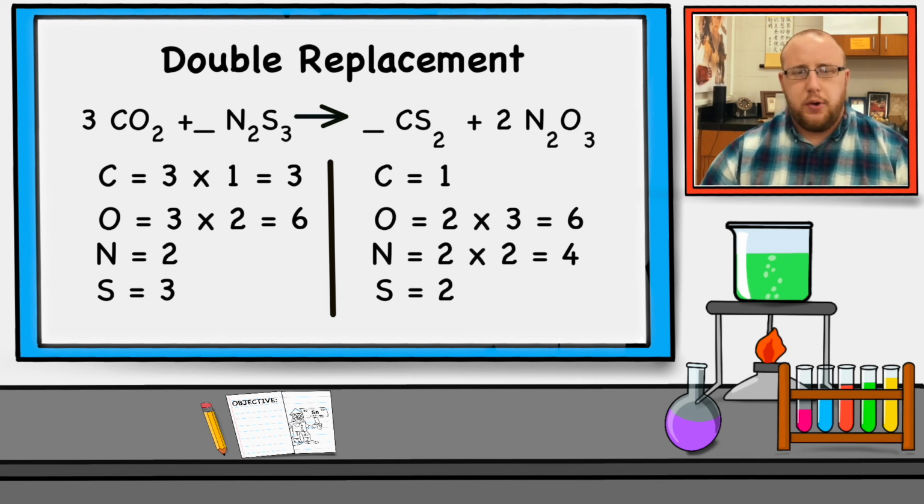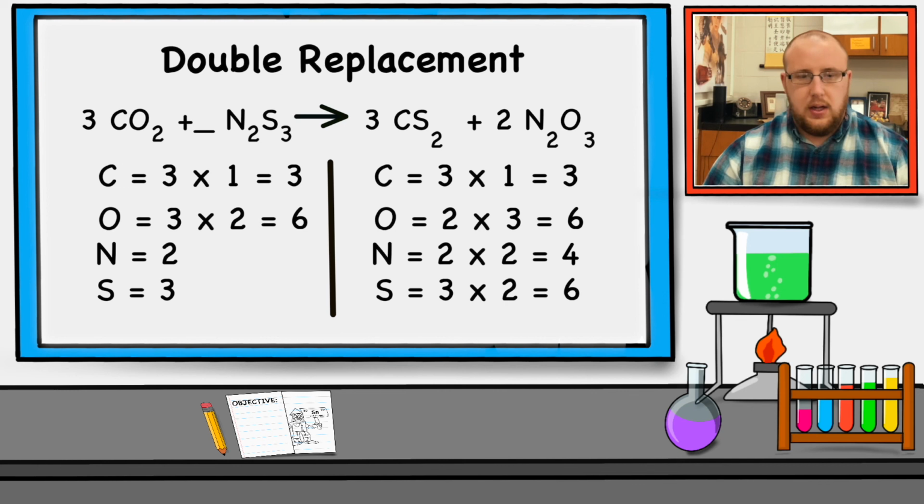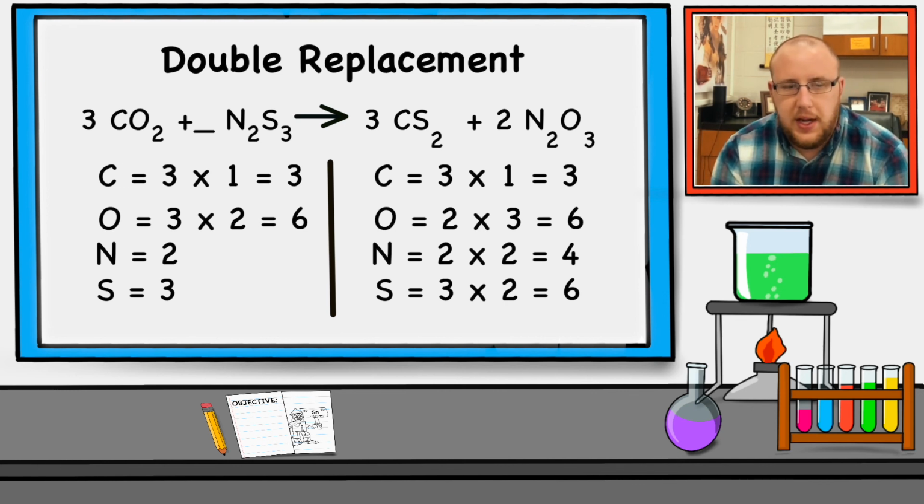So now I'm going to go back to my product side. I need 3 carbons, so I'm going to put a 3 in front of my carbon disulfide, or CS2. If I do that, I had no subscript with my carbon and 3 is a coefficient, that brings my carbon up to 3 total carbons. My sulfur had 2 as a subscript and 3 is a coefficient, so that's going to give me 6 sulfurs. So now on the product side I have 3 carbons, 6 oxygens, 4 nitrogens, and 6 sulfurs. Okay, so this time now I have on my reactant side 3 carbons, 6 oxygens, 2 nitrogens, and 3 sulfurs.